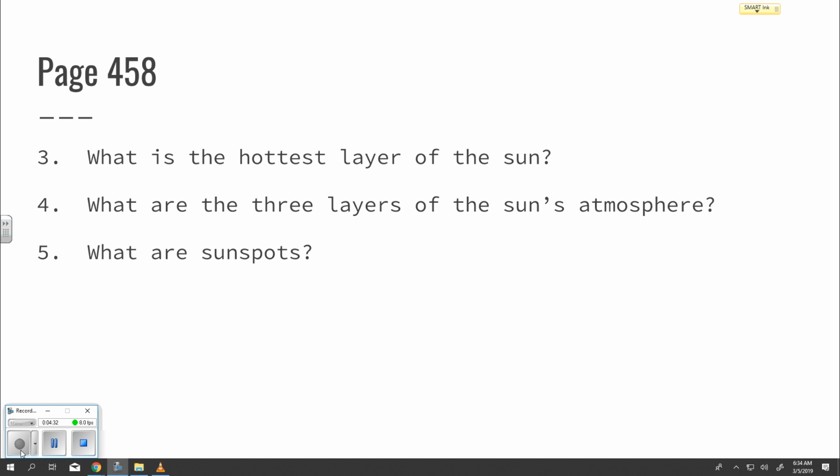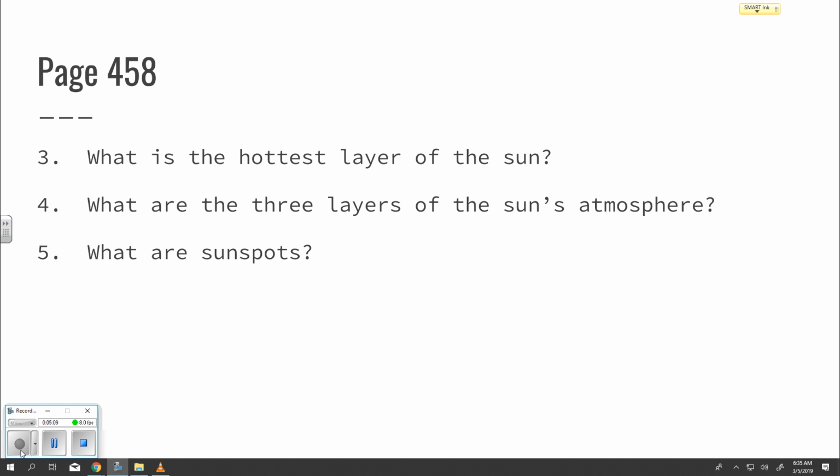Right-hand side of the diagram, layers of the Sun's interior. Convective zone, 2 million degrees Celsius. Radiative zone, 2 million to 7 million degrees Celsius. Core, 15 million degrees Celsius. Under the diagram, sunspot, 3,800 degrees Celsius.